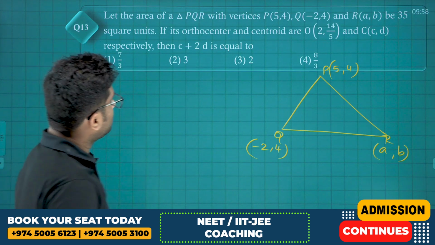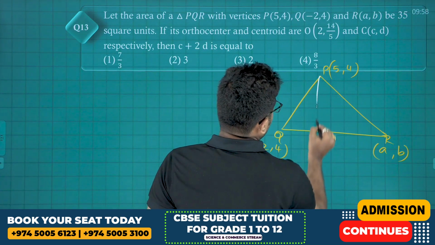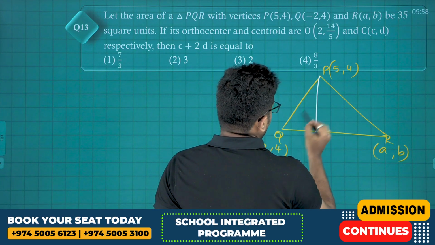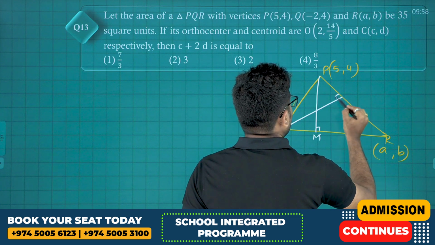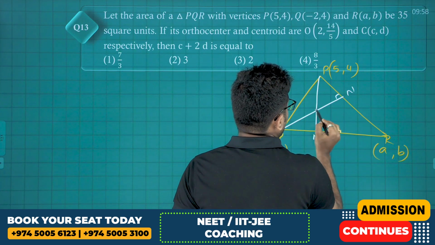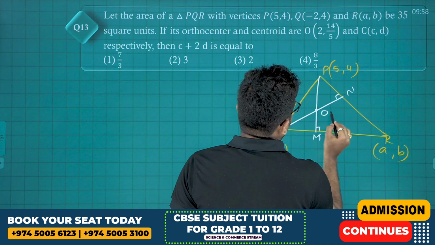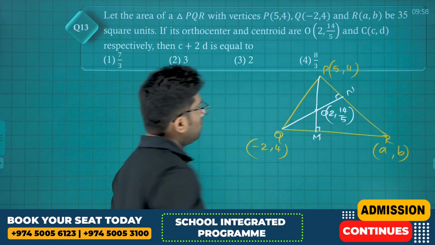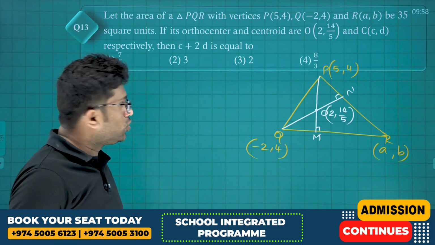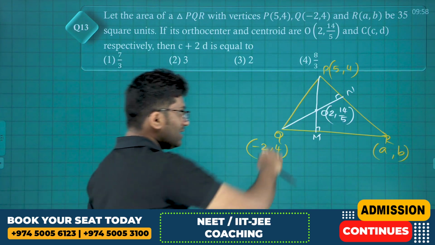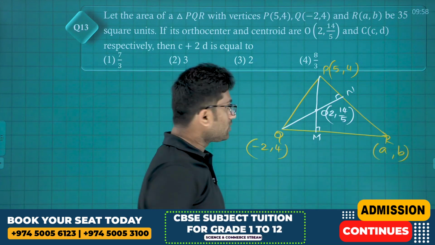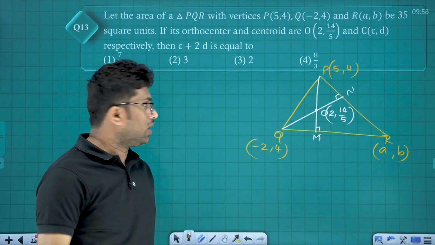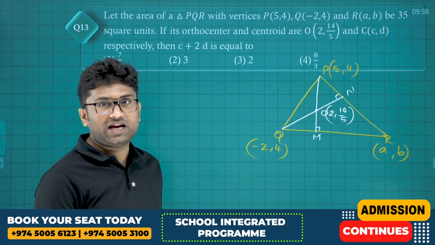Now what they are asking, orthocenter given. Orthocenter means perpendicular. If this is some M, N, then this will be our orthocenter O. Orthocenter is 2, 14 by 5. Okay. How to get R? We do one thing. We'll get the equation of QR. We'll get the equation of PR and we solve these two. We solve PR and QR, then we'll get A, B.